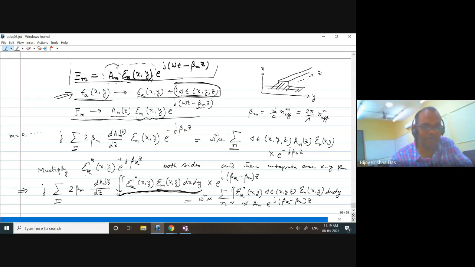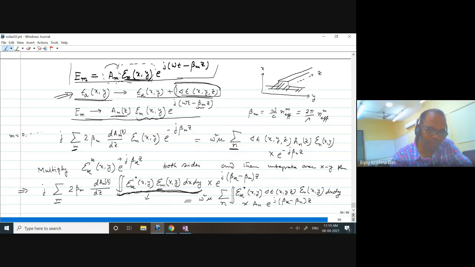Because if k is not equal to m, k may be the fundamental mode and m the first order mode, that will not exist. The orthogonality condition says that, which we have derived earlier. Is that okay? Hope it is okay, right? So for the left hand side, instead of that, what will we be writing?